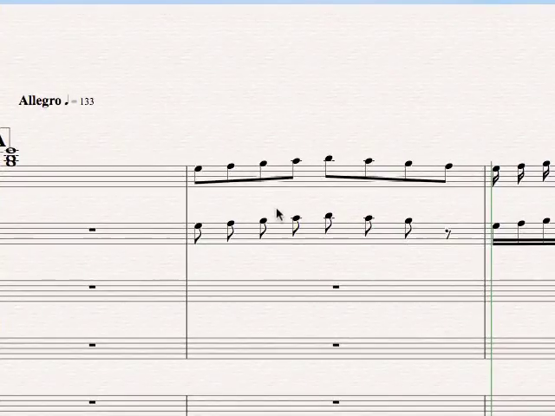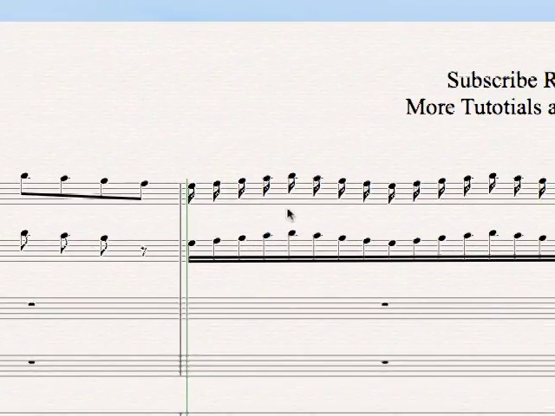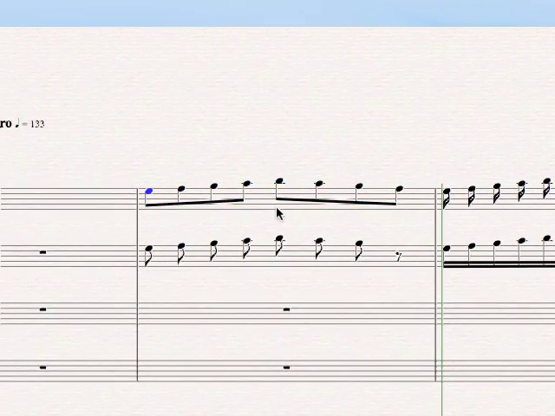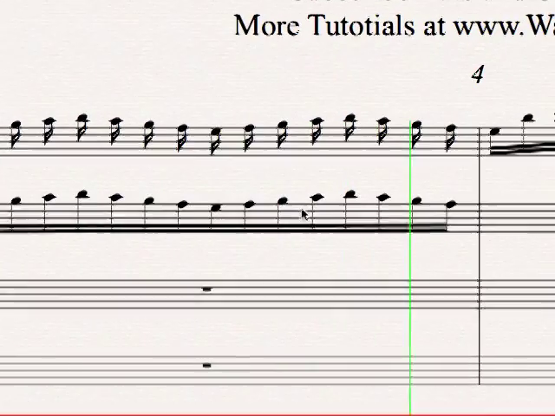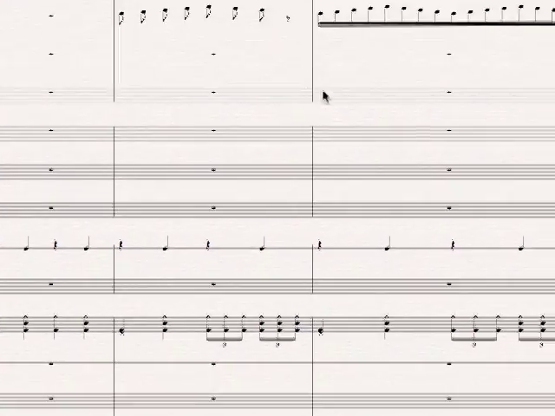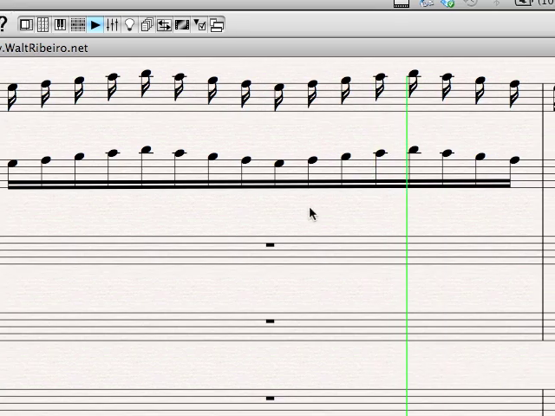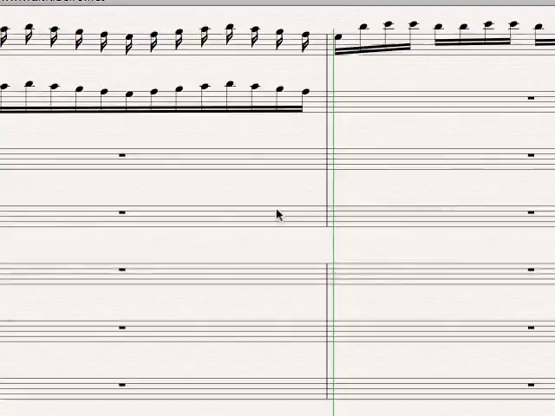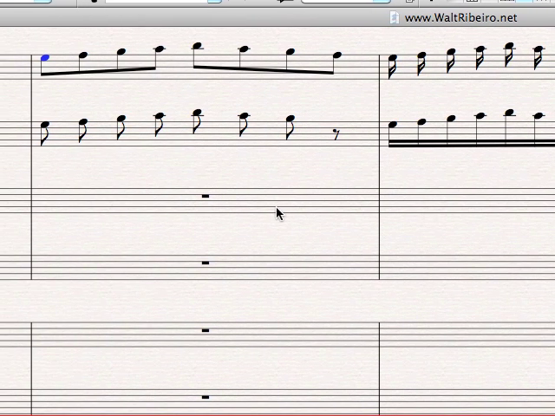So let me play this for you. You'll hear how this one sounds the same as this one, and this one sounds the same as this one, but this one is going to be played twice as fast because there are 16th notes. Okay, let me play this for you. Okay, so I'll play everything at once, and you'll hear how it sounds. Okay, so that's the idea of eighth notes, 16th notes a little bit, and why we use stems and why we don't.